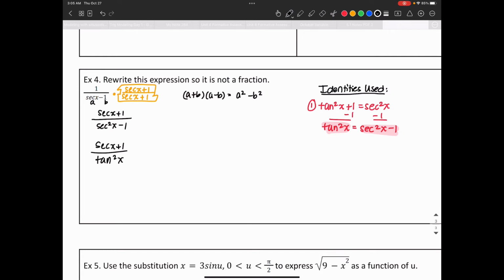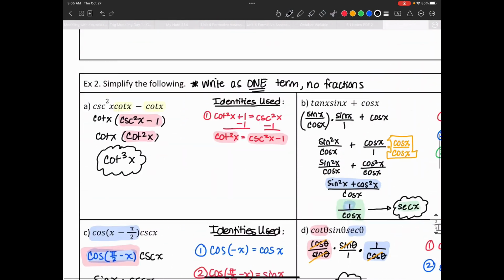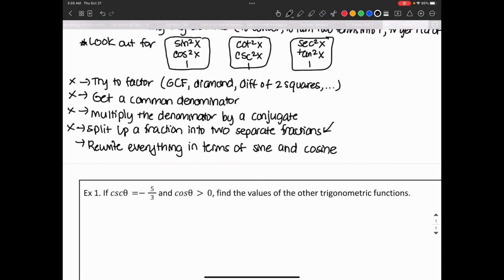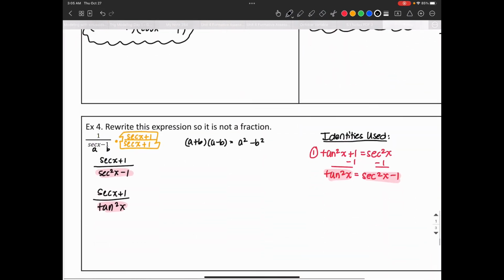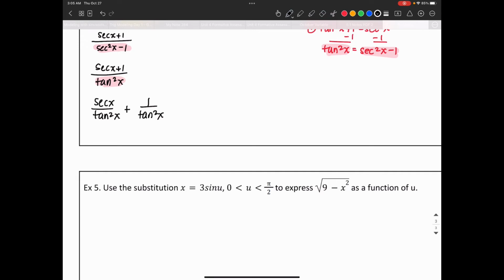So I just changed this denominator to be just one term. Then from there, I'm going to use another strategy in this list, which was to potentially split up a fraction into two separate fractions. Maybe that will help me here. So I have this one fraction here. I can separate this into two fractions. I can say I have secant of x over tangent squared of x plus 1 over tangent squared of x. And then I go from there.